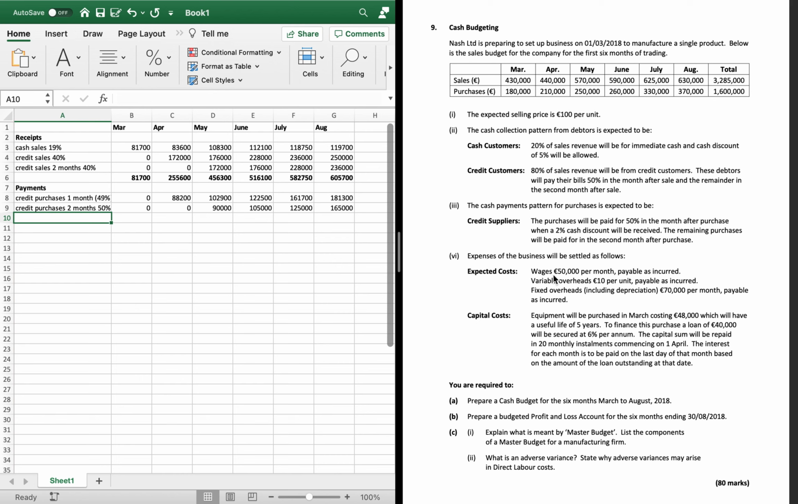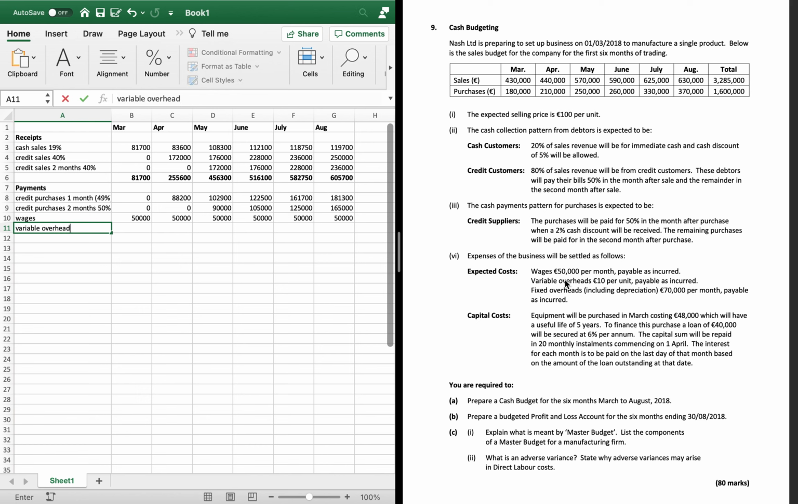Expenses are expected to be wages, 50,000 a month. So wages just go in, 50,000 a month, payable as incurred. So that means it's payable straight away. It's just 50,000 every month. Variable overhead, tenner per unit, payable as incurred.